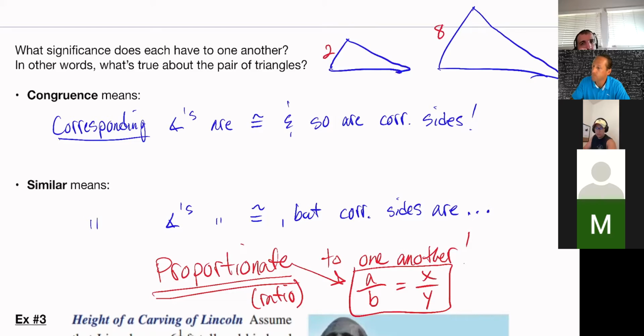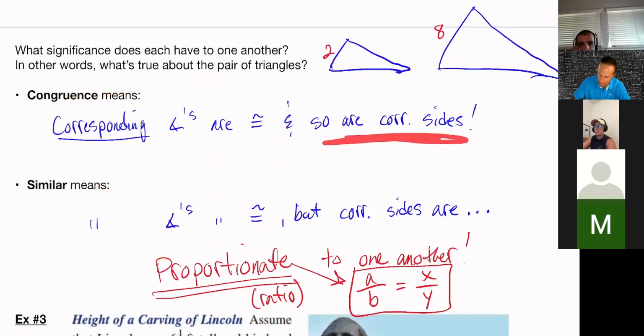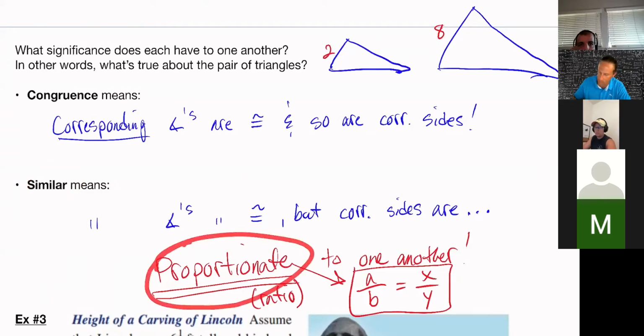It's 4 times the size. What is 4 times the size, Will? That length right there, or that side, and all the others. Not the angles. The angles will still be the same, right? That's what's true about corresponding angles for both of these. They're always going to be congruent. But if they're congruent, then so are the sides. But if they're similar, then they're proportionate.